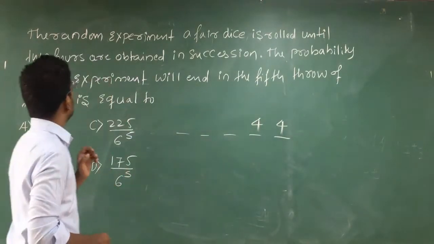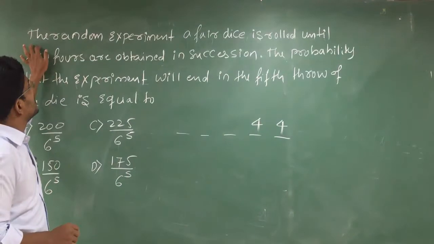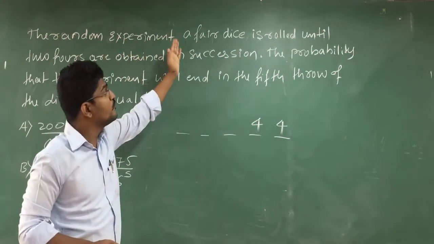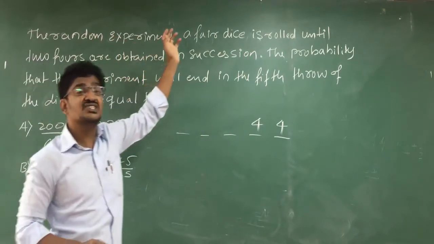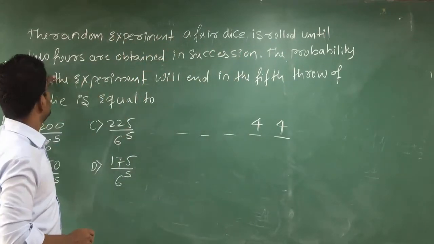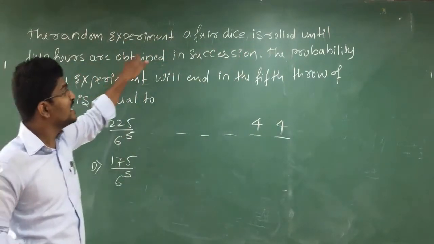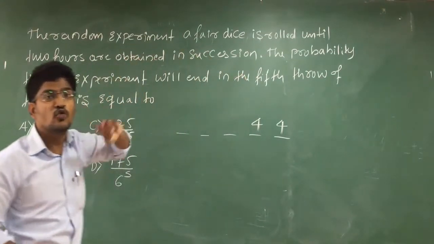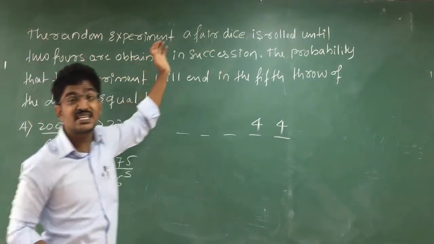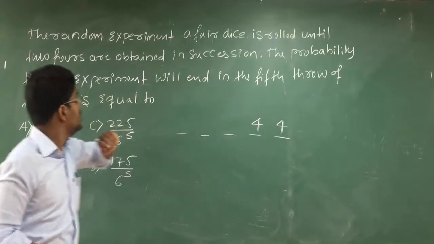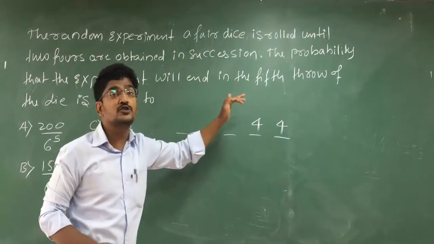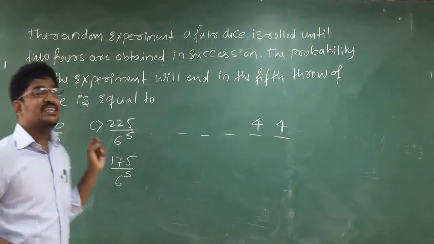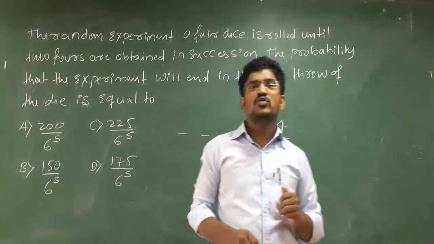Clear? Okay. Listen once again. The random experiment of a fair dice is rolled until 2 fours are obtained in succession. Until 2 fours are obtained in succession, the probability that the experiment will end in the 5th throw of the dice is equal to what you have to calculate.